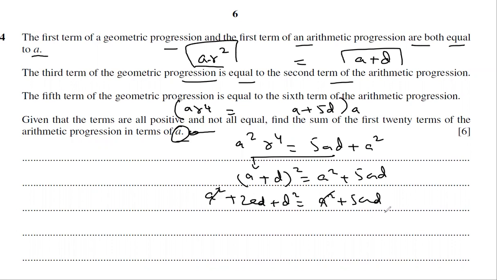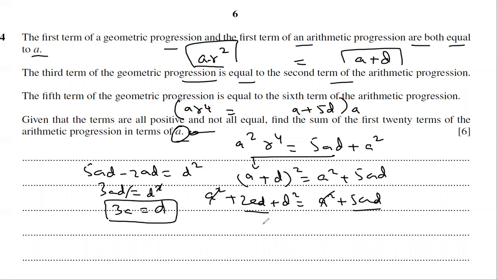This is cancelled, 5ad and this. So we are saying 5ad minus 2ad is equals to d square. Clear? So we would say 3ad is equals to d square, d cancelled. So 3a is equals to d. So we have come to this, that d is equals to 3a.